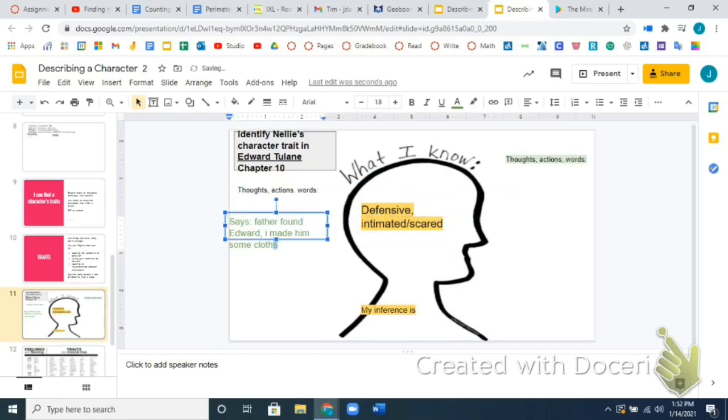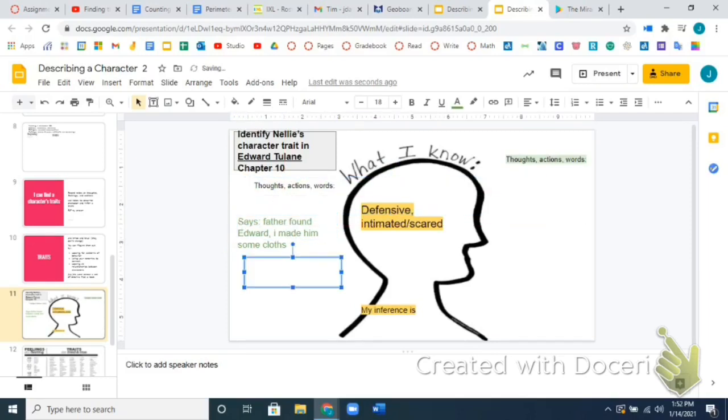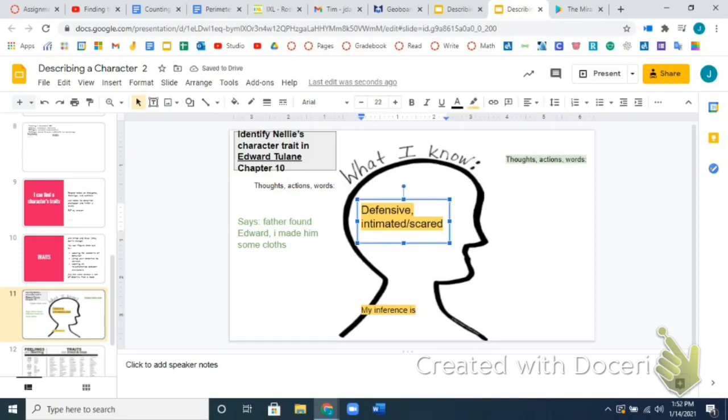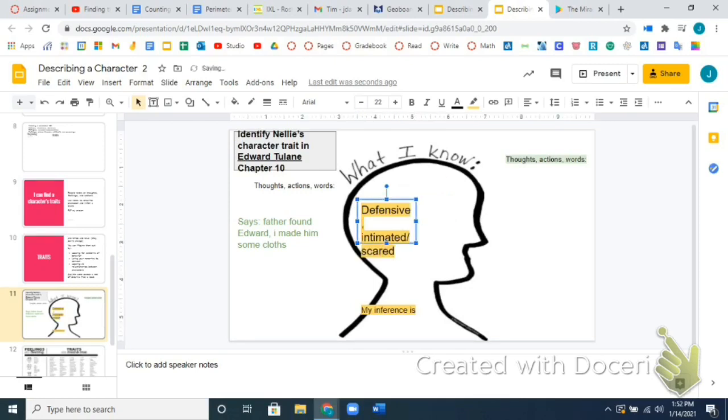So that's my description. So you see what I did? I took something that she said, I wrote it out in my notes, and then inside my head I thought about, okay, well, how is this person acting? We're going to see some patterns inside our heads about Nellie and use them to describe her with a trait.